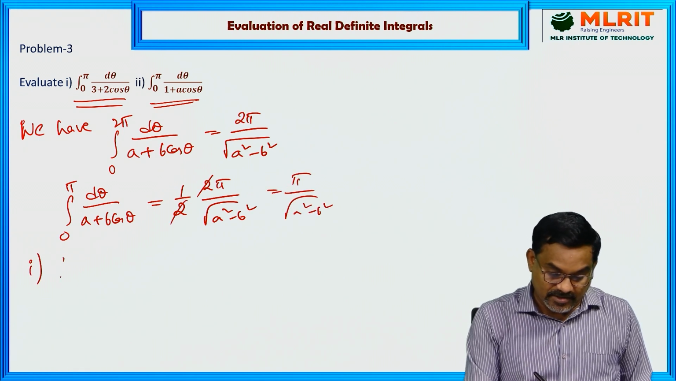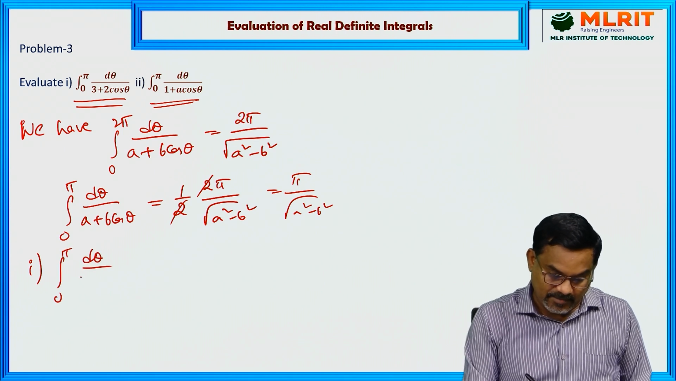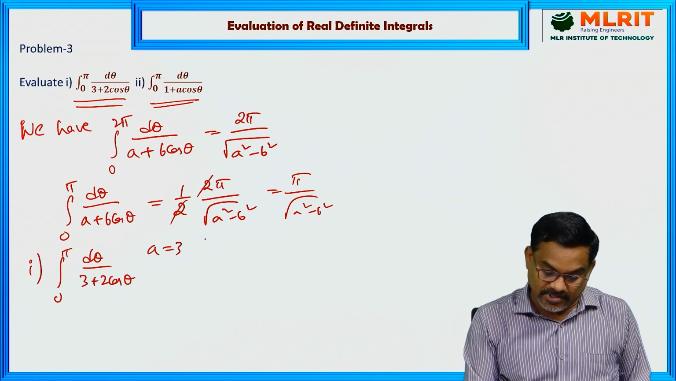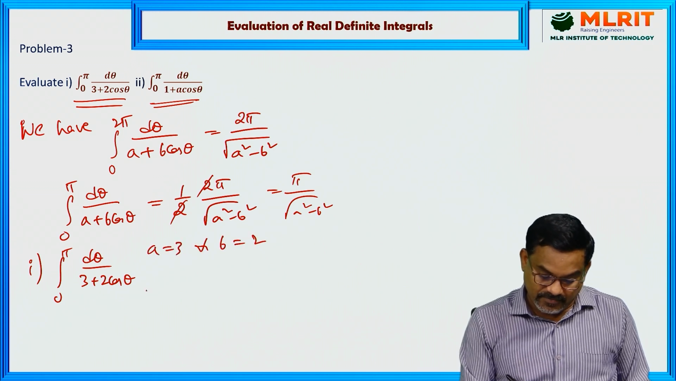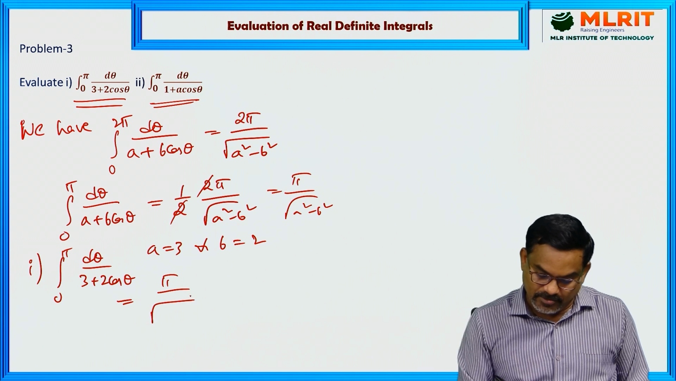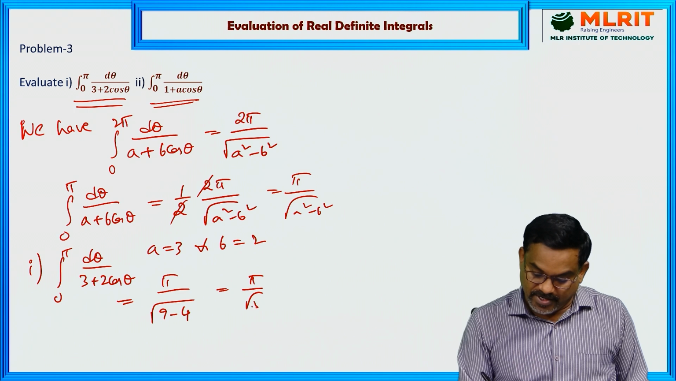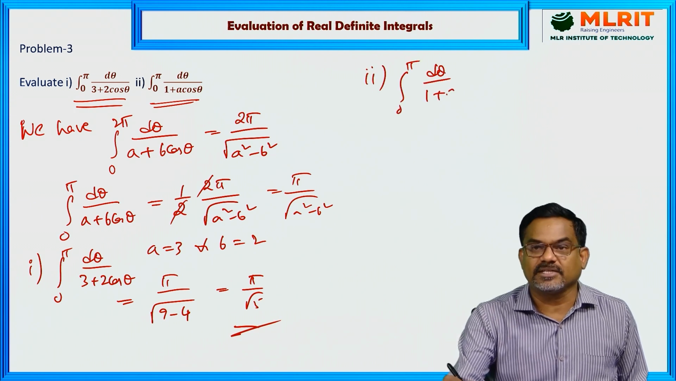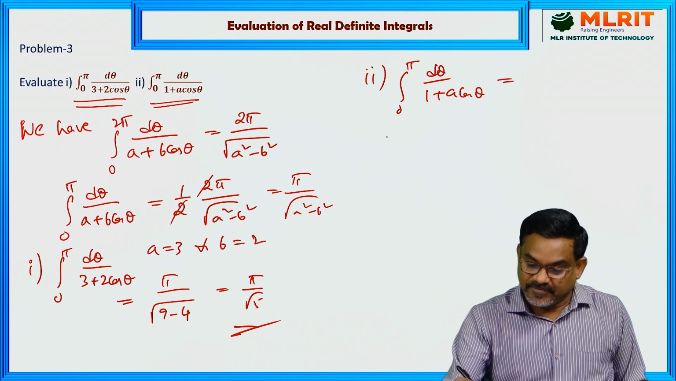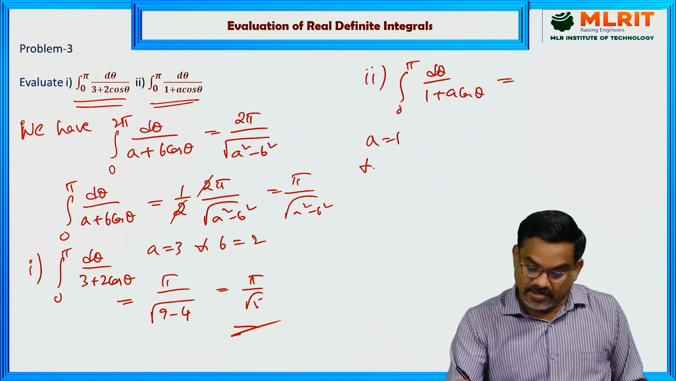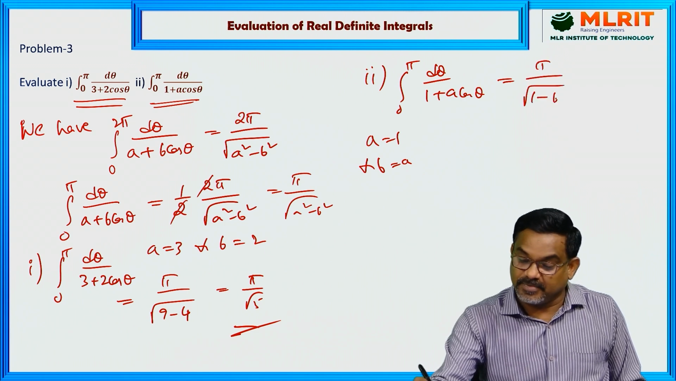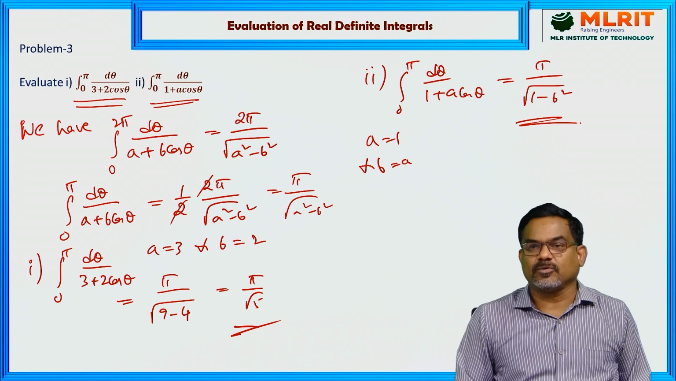Now the first one, integral 0 to pi d theta by 3 plus 2 cos theta. Comparing this with this, a equal to 3 and b equal to 2. So this value is equal to pi by root 9 minus 4, so pi by root 5. Similarly, the second one, 0 to pi d theta by 1 plus a cos theta. Here a equal to 1 and b equal to a. So pi by root a square minus b square, pi by root 1 minus a square.